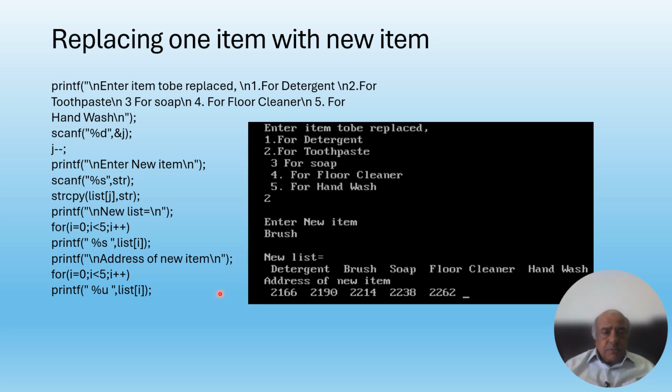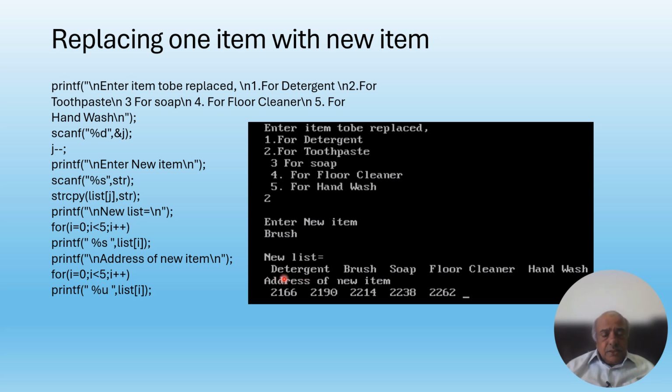Now when I ran this program, I got this output: enter item to be replaced from the list. I entered my choice as 2, so that means I want to replace toothpaste with my new item. Then it prompted me to enter the new item, and I entered brush. So what I intend is that the string toothpaste will be replaced by a new string brush.